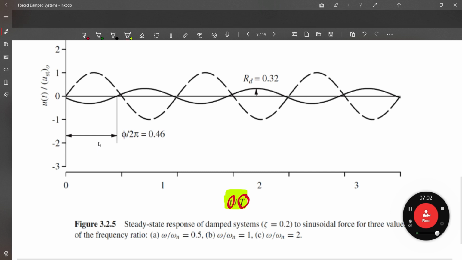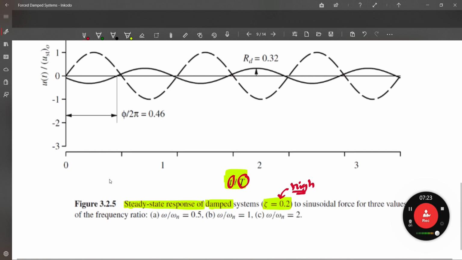And here we are representing the steady state response. Remember that we have an underdamped system; this video and the previous video are talking about damped systems. We have damping ratio 0.2. Consider this very well: this is considered a high damping ratio, like 20%. And we are talking about a sinusoidal force, which means our force is something like this. This is the forcing term, the excitation function that we have.